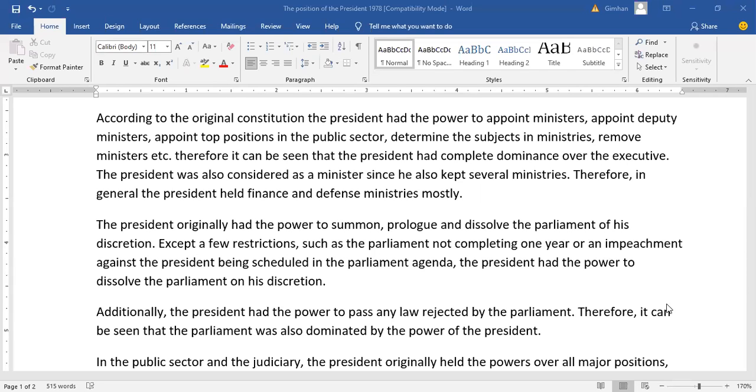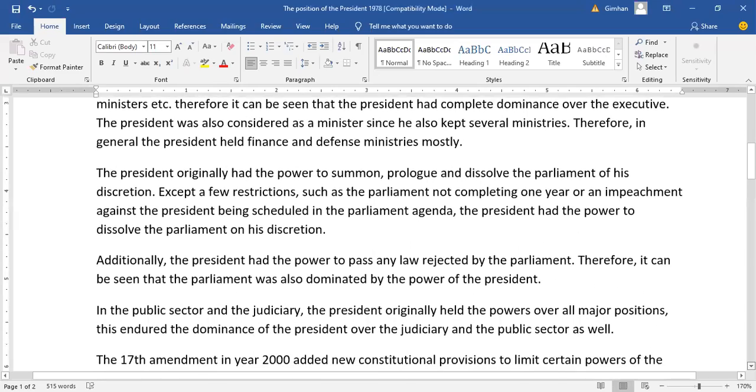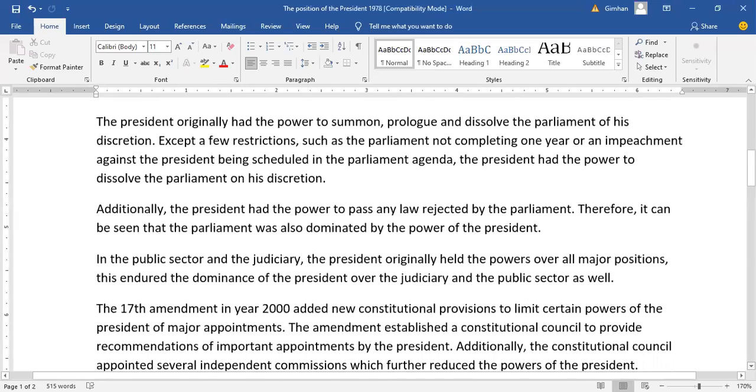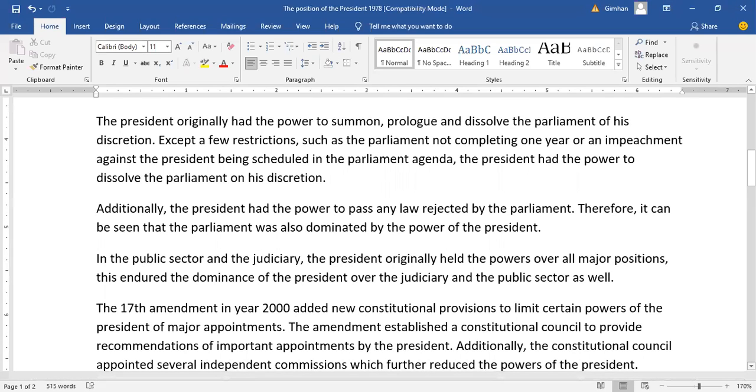Then let's take a look at the president and the parliament. The president originally had the power to summon, prolong and dissolve the parliament on his discretion, except a few restrictions such as the parliament not completing 1 year or an impeachment against the president being scheduled in the parliament agenda. The president had the power to dissolve the parliament on his discretion, okay? So the president could dissolve the parliament whenever he wanted.